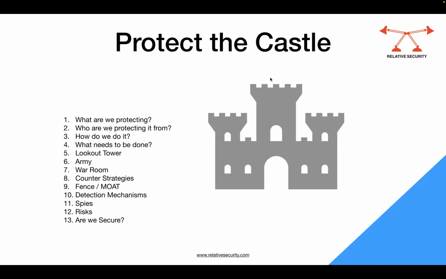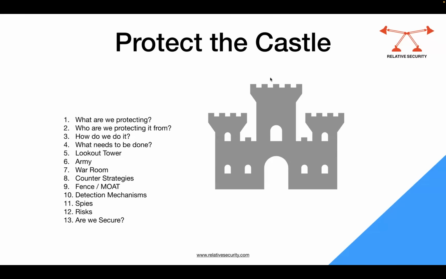That's our third point, how do we do it? How do we protect whatever we are protecting from the one we are protecting it from? What are the things that need to be done to ensure that the risk of this castle getting compromised, or whatever we are protecting getting stolen, is taken care of?